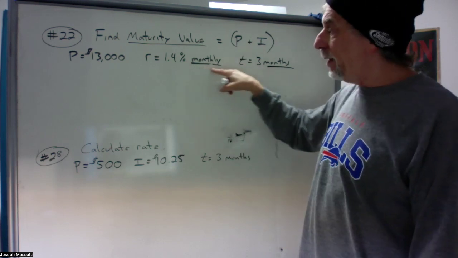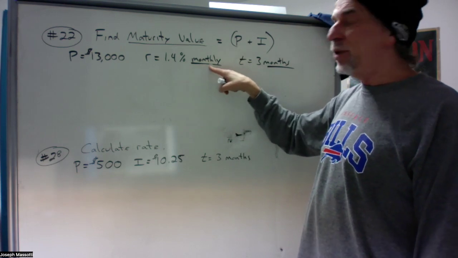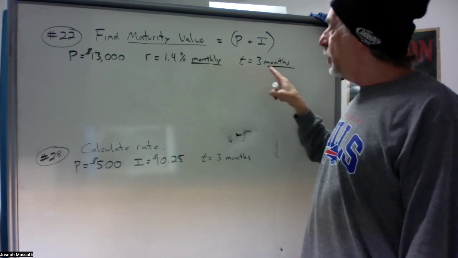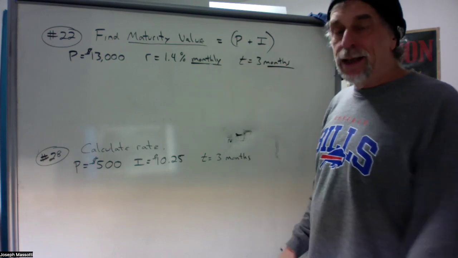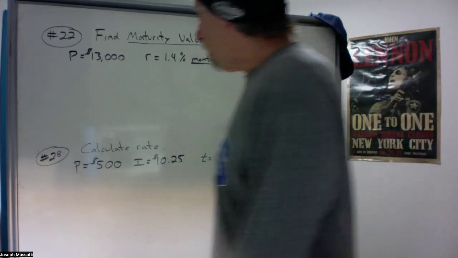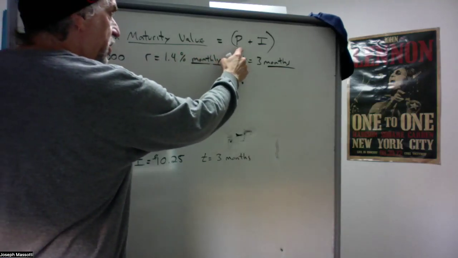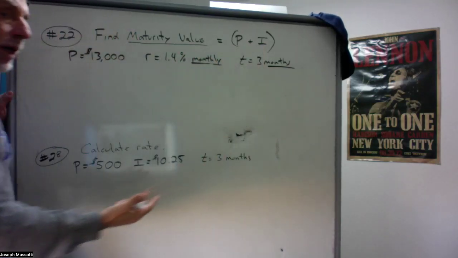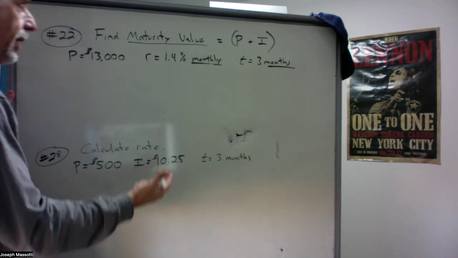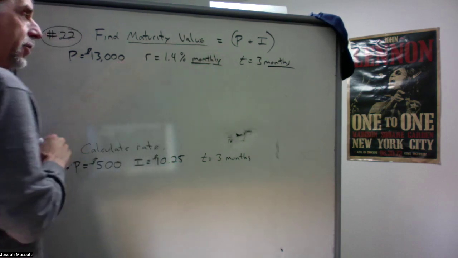But here we're specifically told that the interest is calculated monthly. So T is 3 months. Our T is going to be 3. So here, the maturity value, as we see here, is the principal plus the interest. So we're calculating the interest the same way. It's just now we're adding that to the principal.